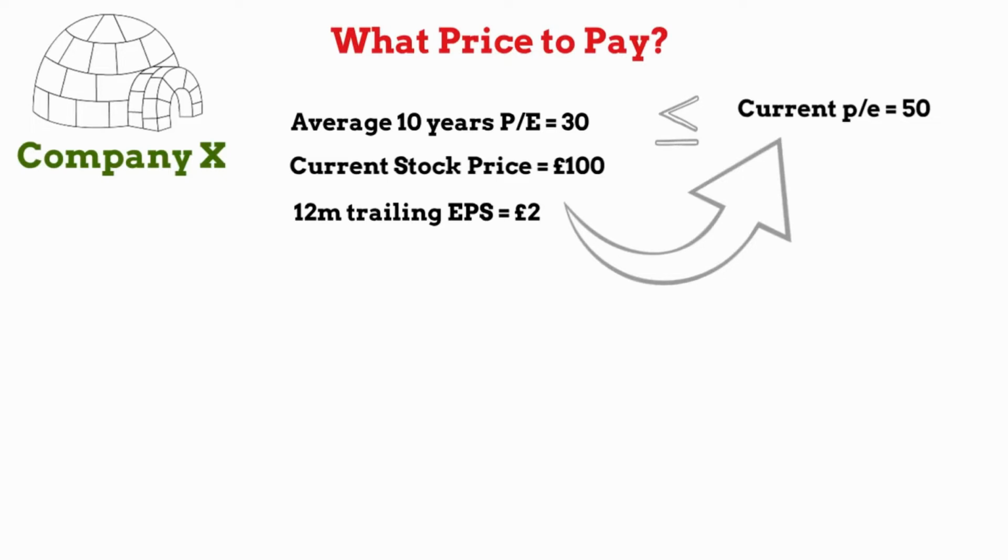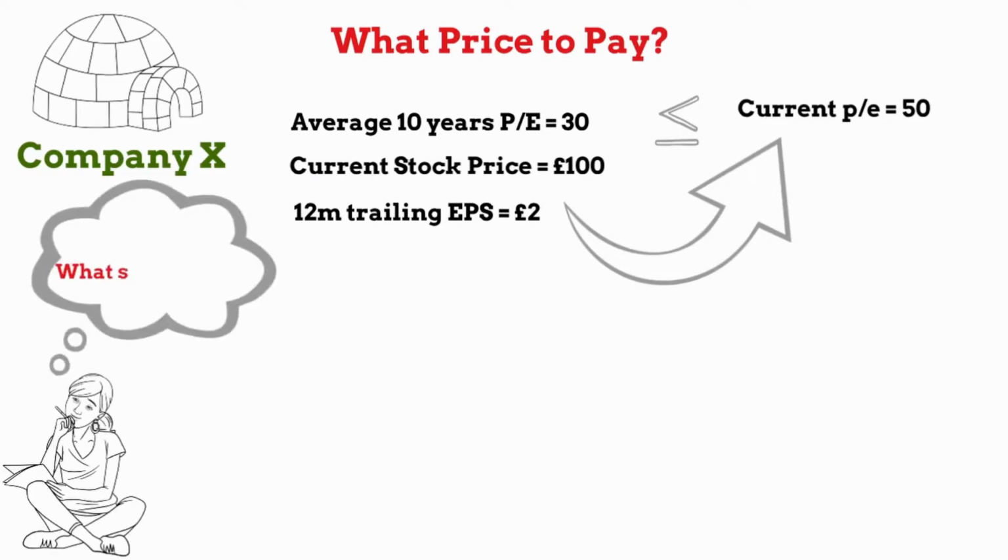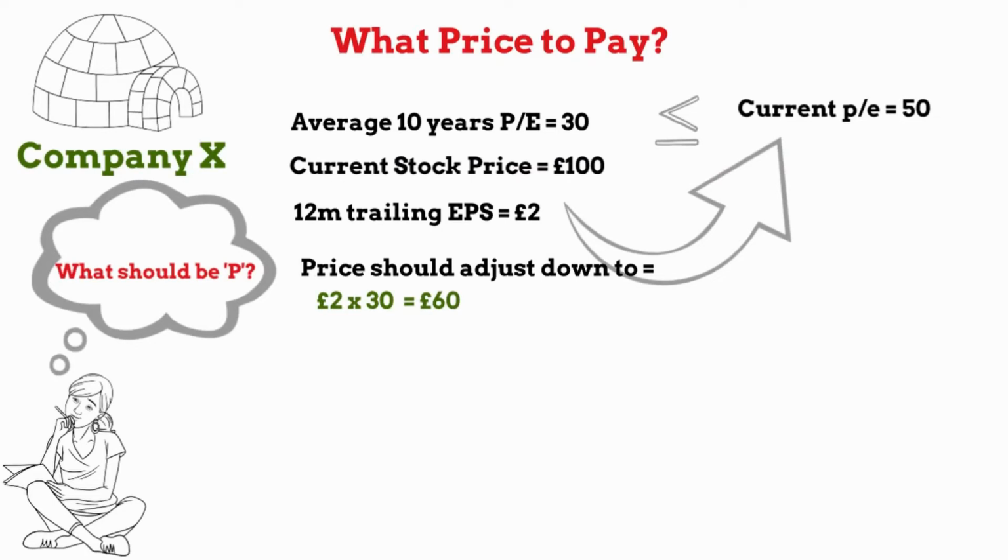But until what price will it remain overvalued? You can simply rearrange the formula to say what should be the P when I multiply EPS by 30. If you multiply 2 by 30, we get £60. So you should be observing for the stock price to adjust downwards closer to £60.